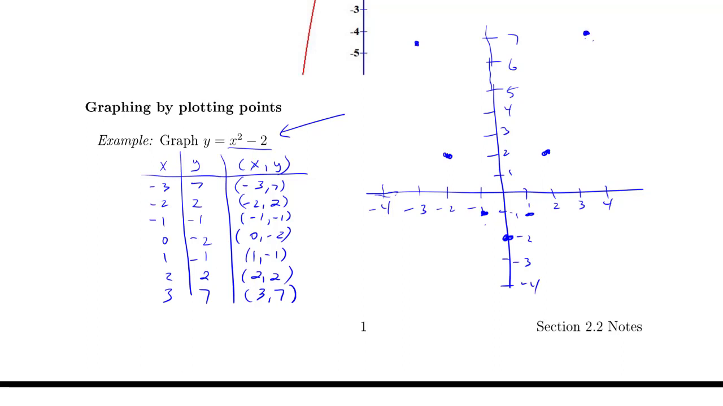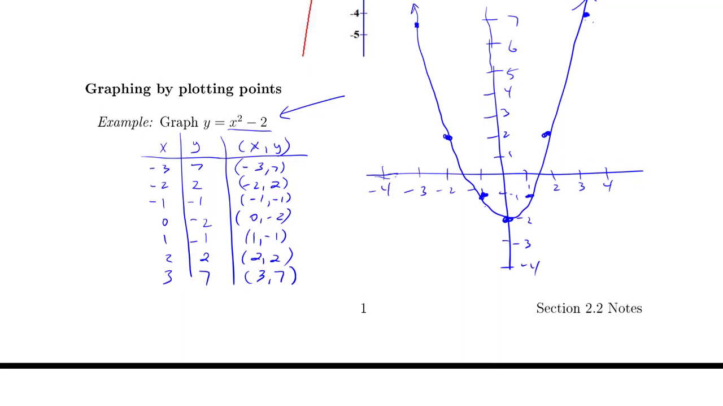And so I can start to see that the graph here might look something like this. All right, so I don't know exactly, but that seems like a likely look to the graph here. So that's what I've gotten just by plotting the points. I can get a basic idea of what this graph should look like.